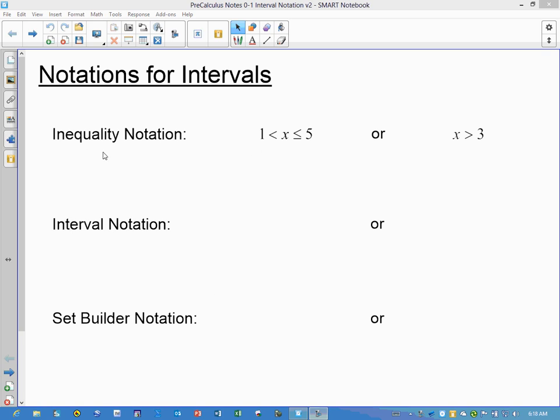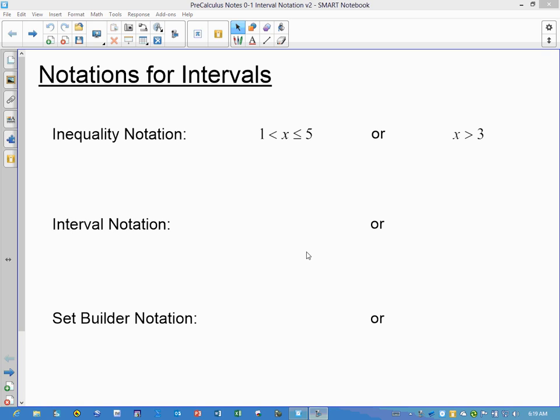You're probably most familiar with the inequality notation. That would be something like 1 is less than x, which is less than or equal to 5, or x is greater than 3, as two of our examples. You could also think of this as x is between 1 and 5, including the 5, but not including the 1. The line underneath the inequality symbol means or equal to. And you can see on this interval you have x greater than 3. It does not include the 3, but any number larger than 3. Greater than on the number line means to the right of. Less than on the number line means to the left of.